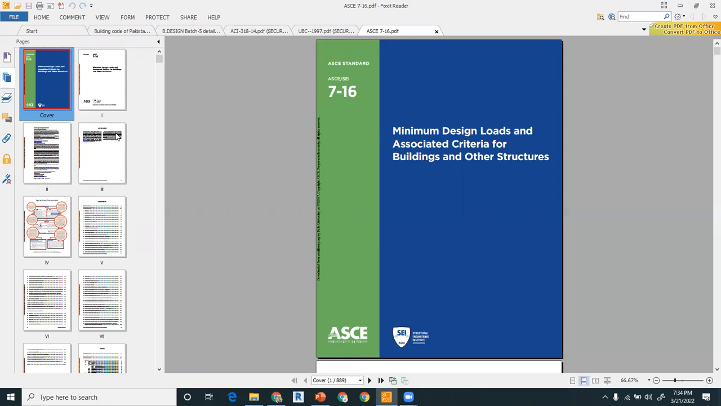So this was the overall story about the slab system, structural frame systems, and introduction to different codes.